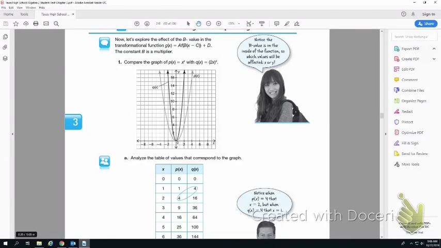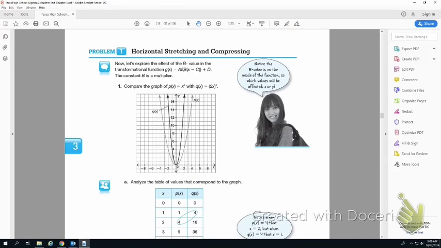So getting into today's stuff. Last class we talked about vertical stretch, vertical compression. Today we're going to talk about horizontal stretch, horizontal compression. Both of those are examples of what kind of transformation? Dilation. Okay. As opposed to up, down, left, right, which is translation.